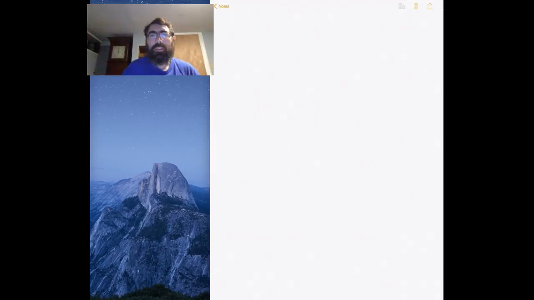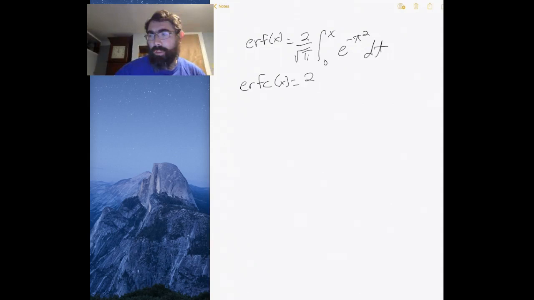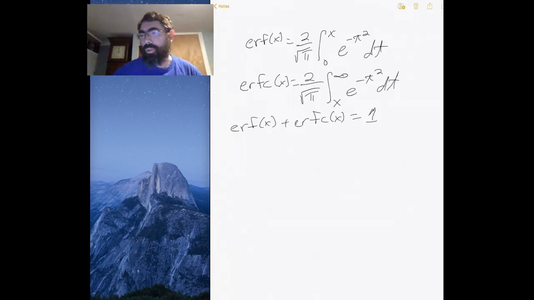So in the last lecture, what we did is we introduced this thing called the error function, which, if you remember, is defined as 2 over the square root of pi, the integral from 0 to x of e to the minus t squared dt. We also defined a complementary error function, which starts at x and goes to infinity, with the same integrand. And so in the end, what we found was that the sum of these two, the error function and the complementary error function, is equal to 1. So that spans the full range of integration for this function.